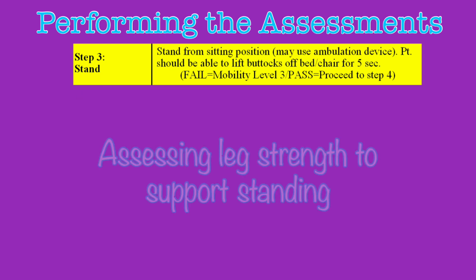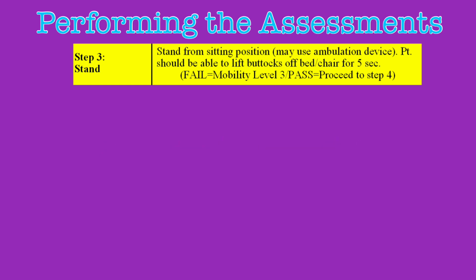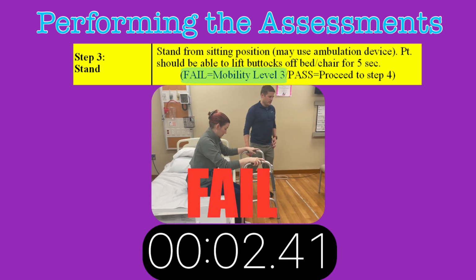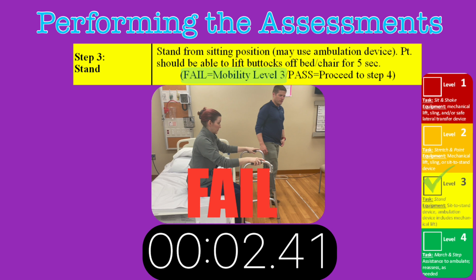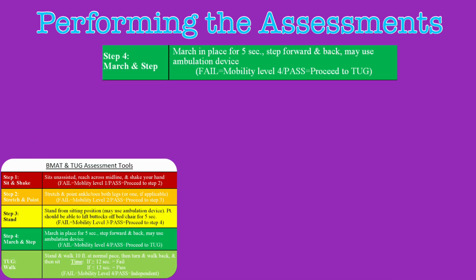We're moving up from the ankles and knees and assessing for strength in the patient's legs that would support their standing and balance. If they cannot at least lift their buttocks off the bed for the 5 count, they fail Step 3 and are designated a Mobility Level 3 patient. If they pass Step 3, you will progress to Step 4, March and Step.